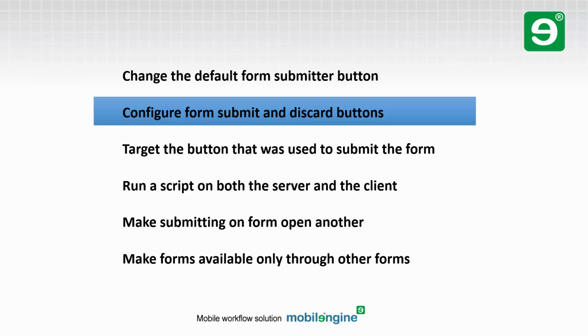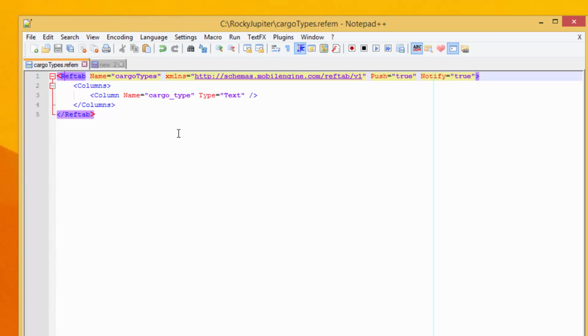In this section, you'll be learning how to show, hide, and configure buttons that submit or discard the data in the form. You now have a form to have the driver confirm a task. The next step in the process that needs a separate form is when the driver gets to the loading address for the delivery task. You want to let the driver modify the type of the cargo from the type specified in the reference table if it turns out to be different.